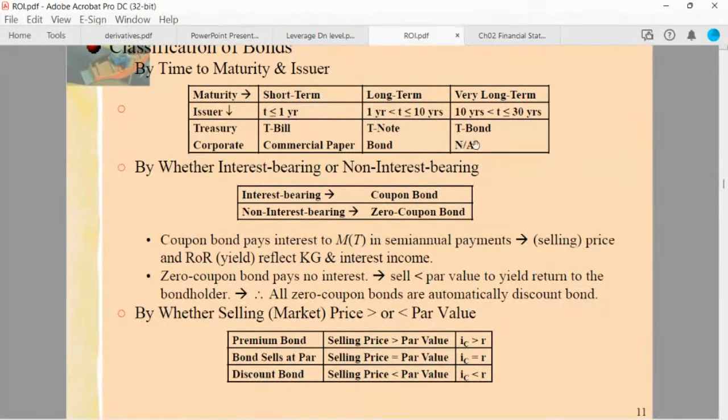When I said not applicable, it doesn't mean they don't have 30 years. It just means that a classification like very long term is irrelevant. It's not applicable for bonds. Bond is just called long term because it doesn't have a separate designation, right? So collectively, although we have treasury bill, treasury note, treasury bond, the collective name is treasury securities. Okay, it's called treasury securities.